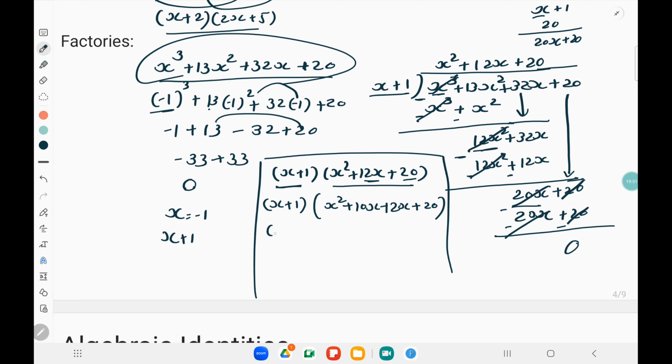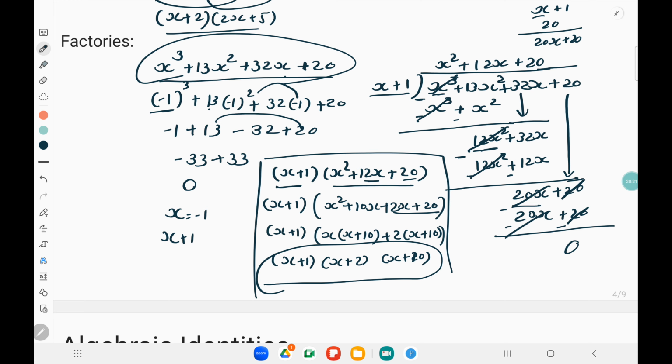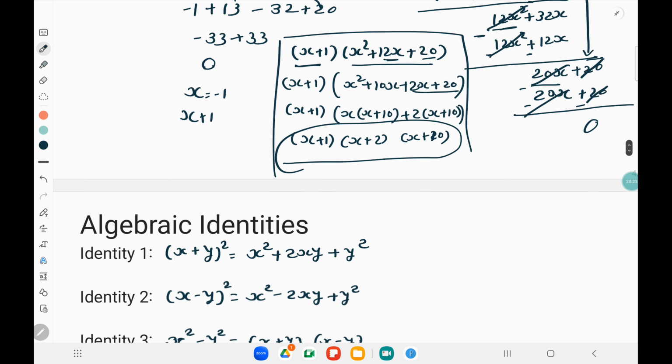Okay, so x plus 1, what is common here? x is common, so in a bracket x plus 10 remains, and here 2 is common, so in a bracket x plus 10 remains. So x plus 1, x plus 2 and x plus 10. These are our factors. So the factors of this one, this is the answer. I hope you understand. Let's move further.